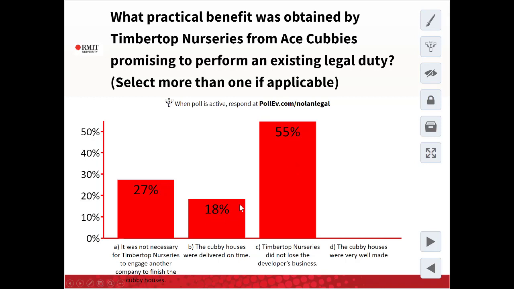At the end of the day, the fact that the cubby houses were delivered on time is the fact that provides these two benefits. And again, I'm being quite explicit about the language here. Whilst that is what happened, the benefit is that they didn't have to get somebody else to do it and that they would be able to maintain their relationship under the other contract.